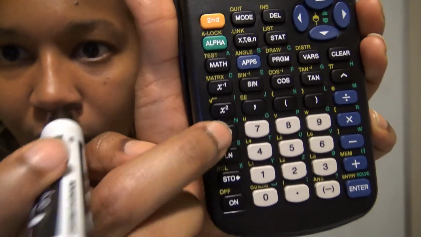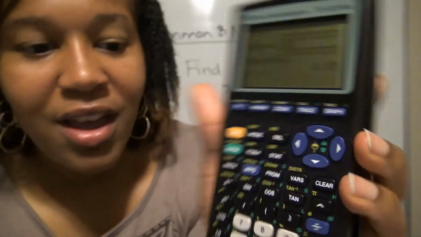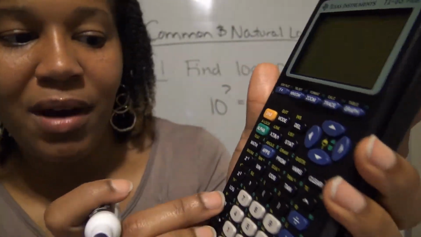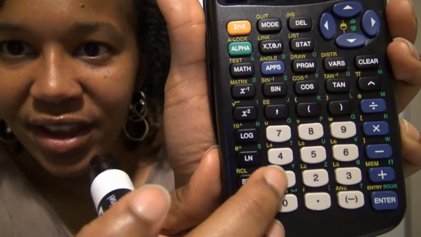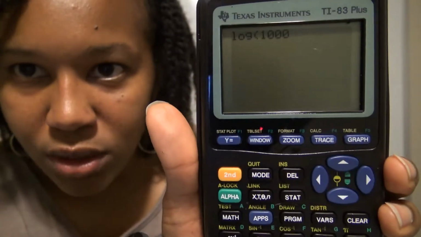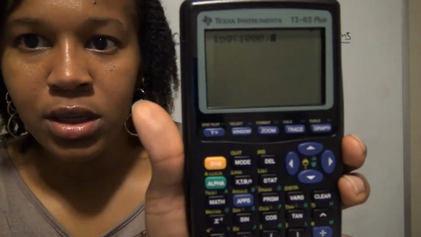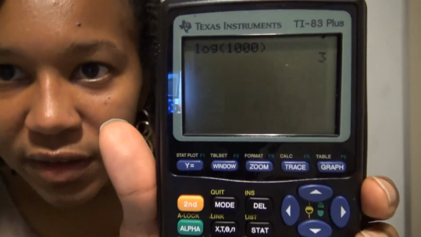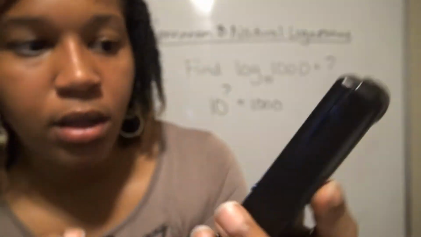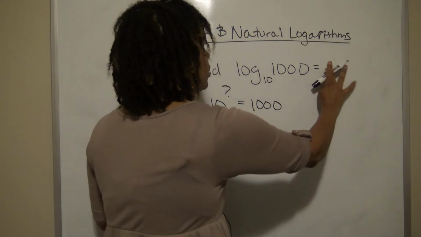So here is my log button, and I'm going to put in 1 and 3 zeros, and I'm going to close the parenthesis, and hit enter. And it gives you the value of 3. So this would be equal to 3.